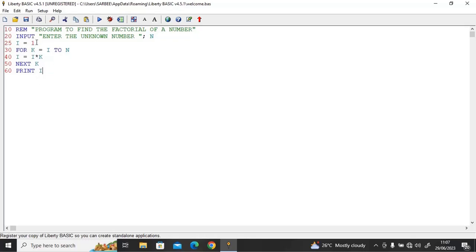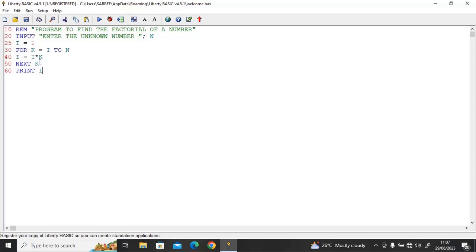So your I is 1. So your I will be multiplied 1 times the first one, 1 times 1, 1 times 2, 1 times 3, 1 times 4, 1 times 5, 1 times 6. So because we are using times, it's now multiply all of them together. So that's how you get 720.